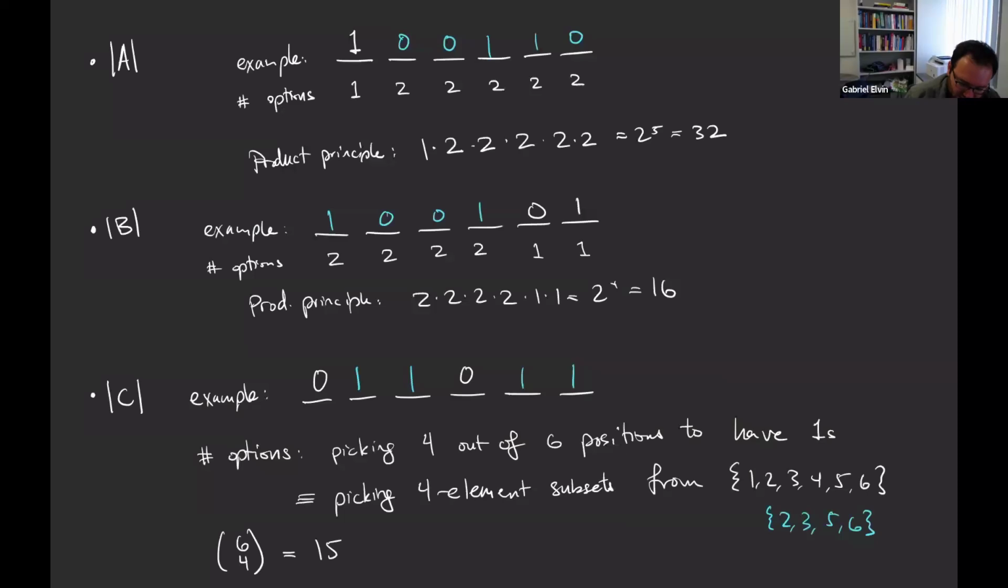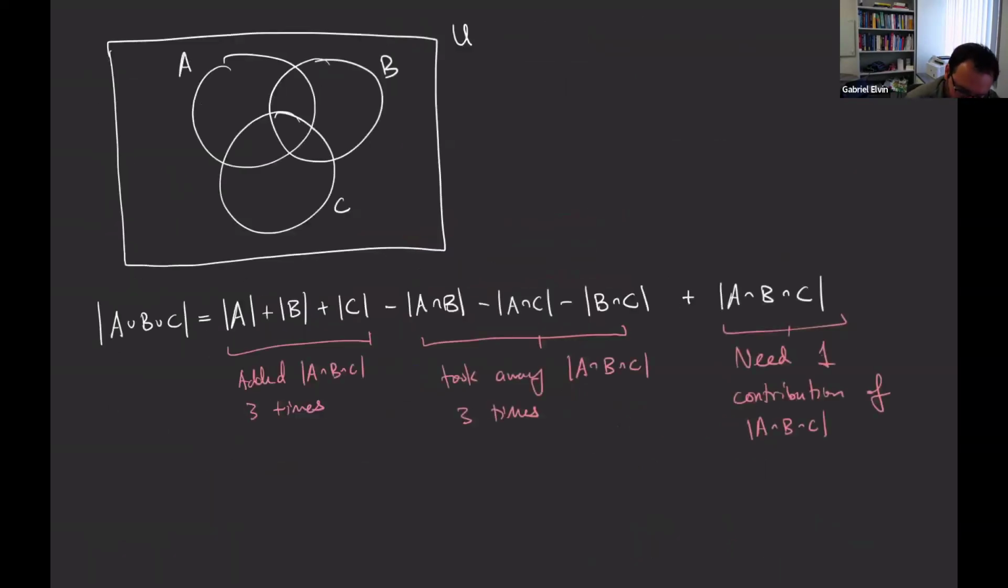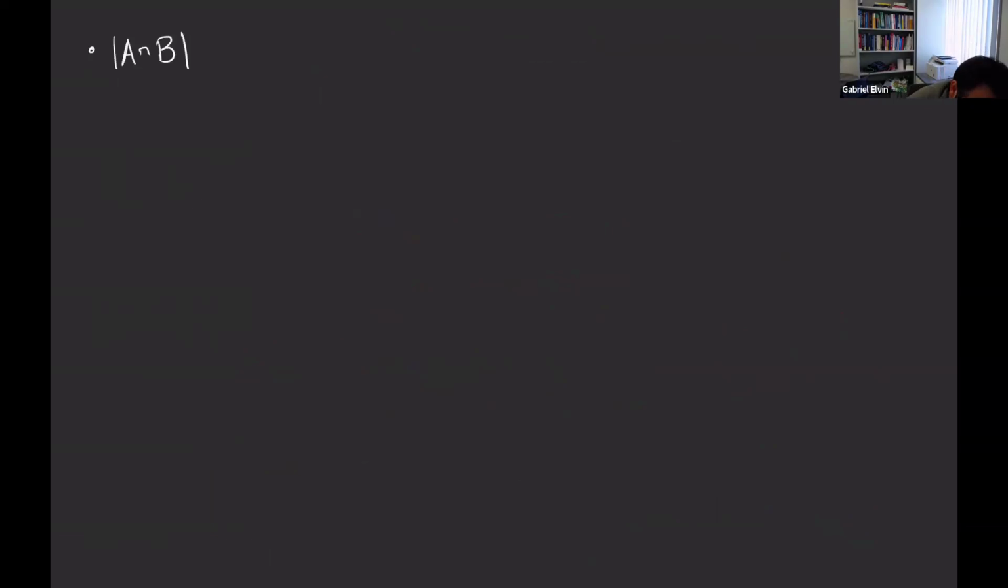So let's do the double intersections now. So A intersect B. What is that, first of all? A intersect B, the set, is the 6-bit strings that start with 1 and end with 0, 1. Okay. So start with a 1 and, because it's in both, end with 0, 1. Okay.